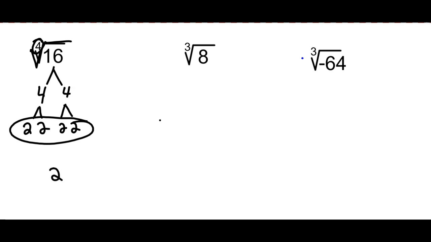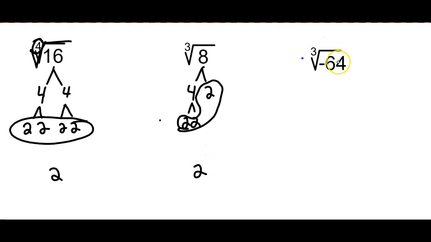For the third root of 8, or another way to say that, the cubic root of 8, I'm going to factor it. That factors into 4 times 2. And then 4 factors into 2 times 2. I'm looking for groups of 3. So look right there. I've got a group of 3. The answer here is also 2.